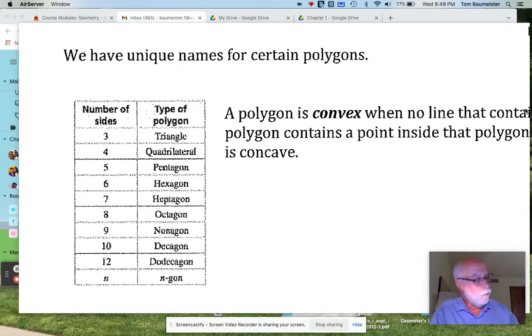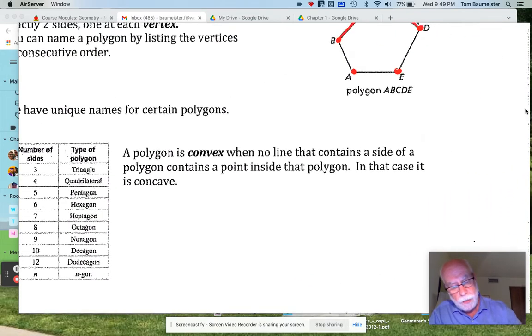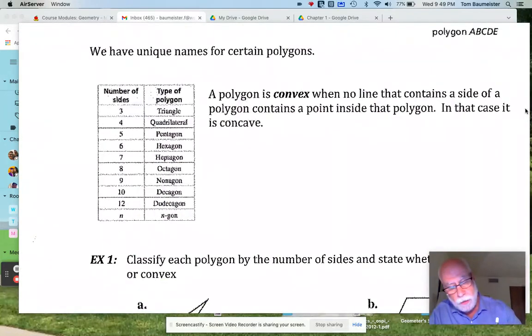They didn't tell you what 11 is. Well, 11 would just be an 11-gon. And 13 would be a 13-gon. I guess I should have put it that way. For 11 sides, that would make it an 11-gon.